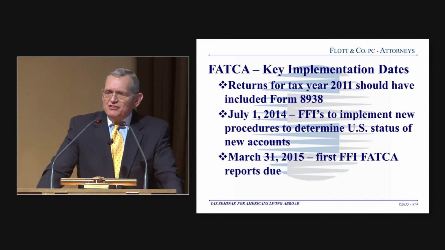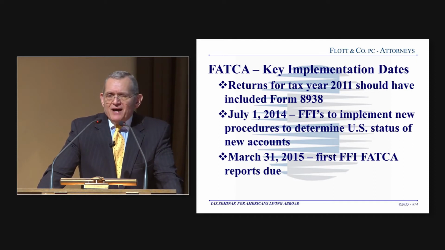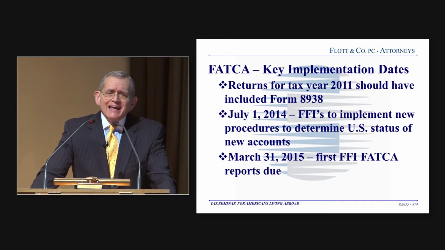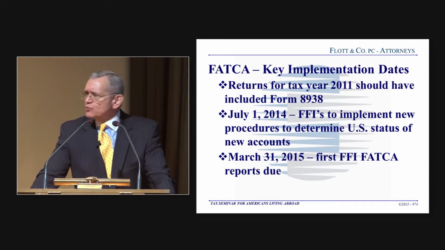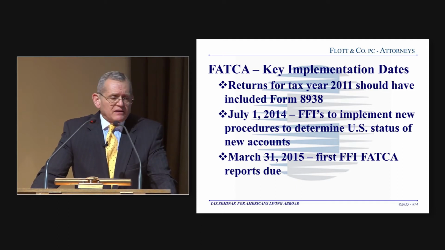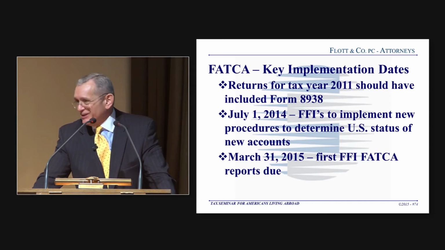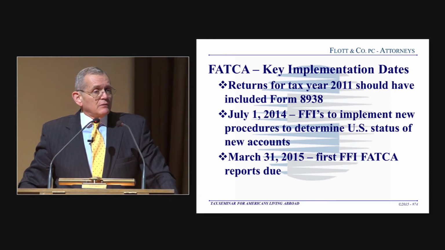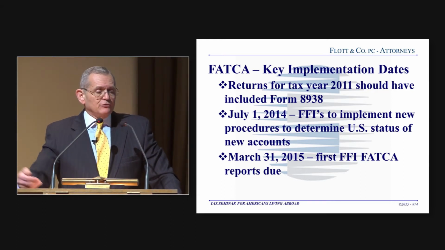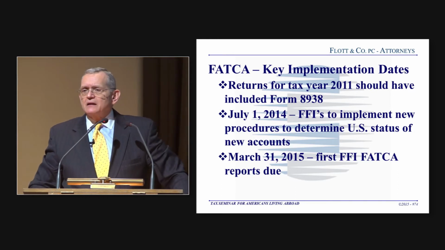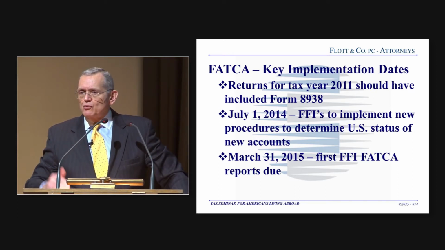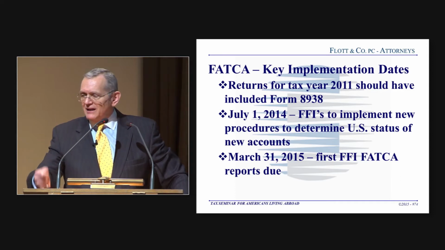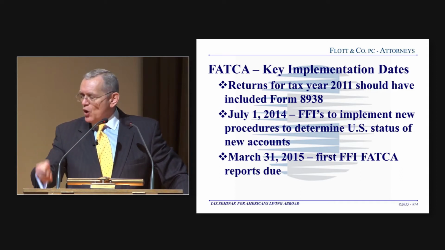What are the key implementation dates? Well, tax returns for 2011, as I've already said, should have included a Form 8938. As of July 1 last year, these deadlines were pushed back a little bit. I think the July 1st deadline was really moved to January 1, 2015, which is why you're getting the letters now. But for most people who are opening new accounts, if you went to the bank and wanted to open a new account, you would have been put through this FATCA due diligence process of determining whether you are a U.S. person, and you've been asked to file a W-8 or a W-9 in respect of the opening of that new bank account.